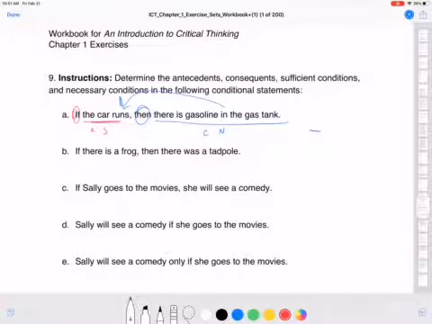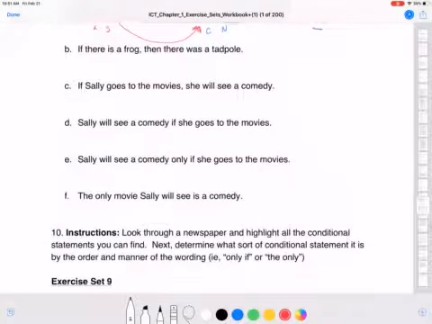Conversely, knowing that the car is running is sufficient to indicate that there must be gasoline in the tank. So A, B, and C are all in the same order, but if we look at D, we have "if" by itself in the middle of the sentence. In this case, the antecedent, which comes immediately after the "if," is "Sally goes to the movies." The consequent, which in this case comes before the "if," is that she'll see a comedy.